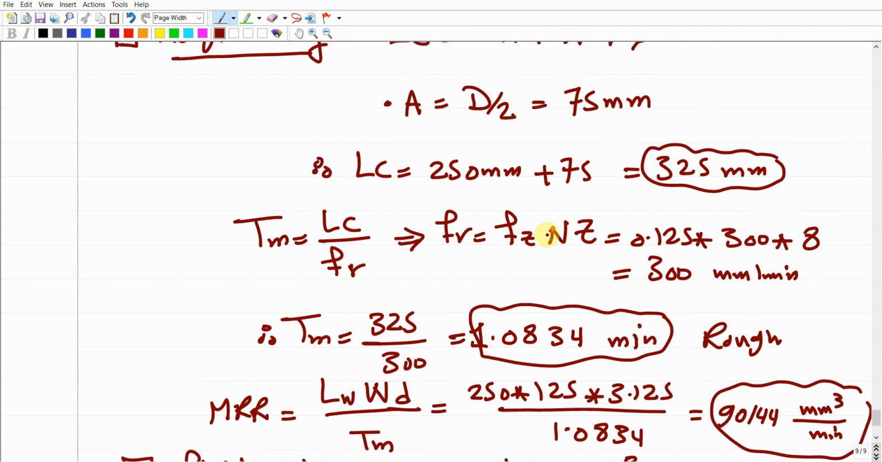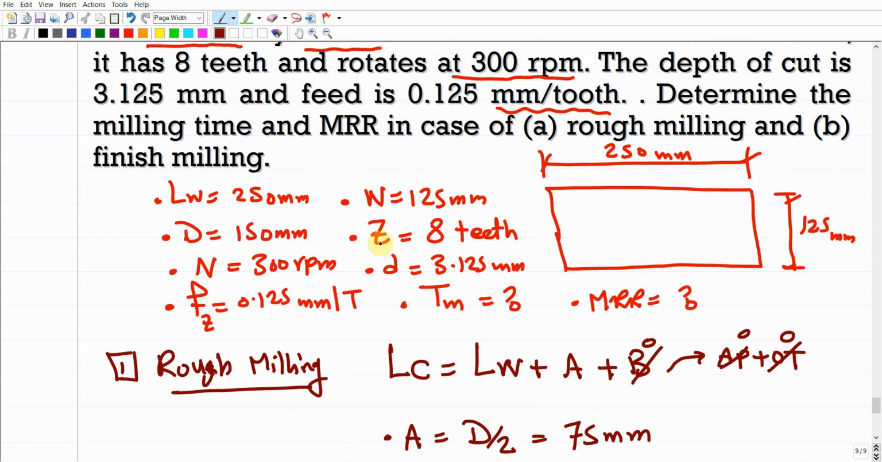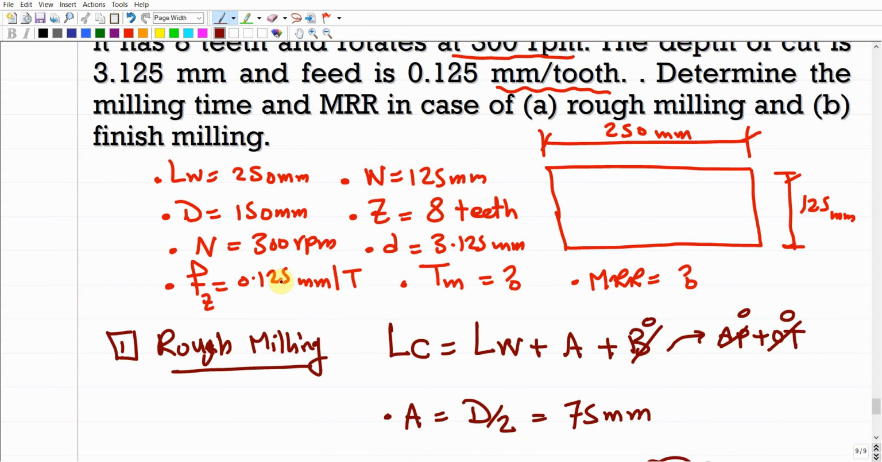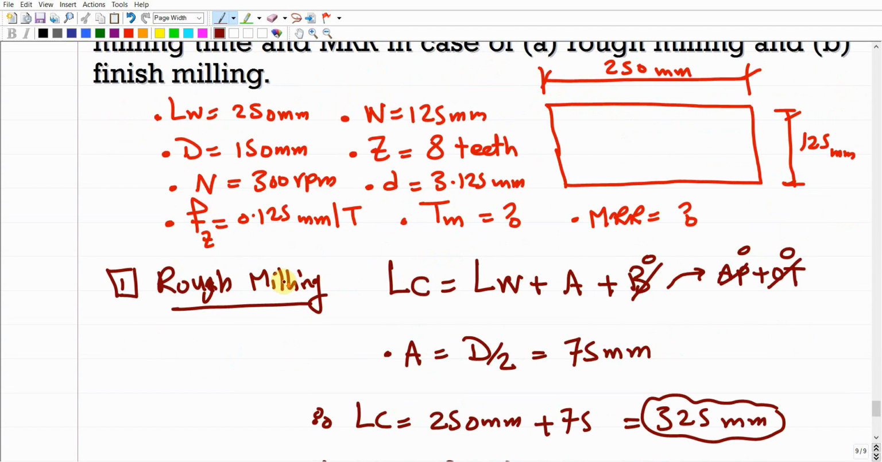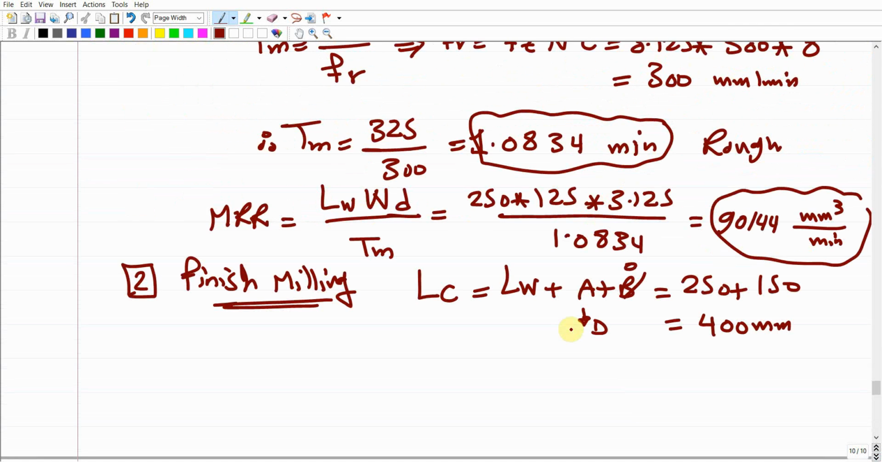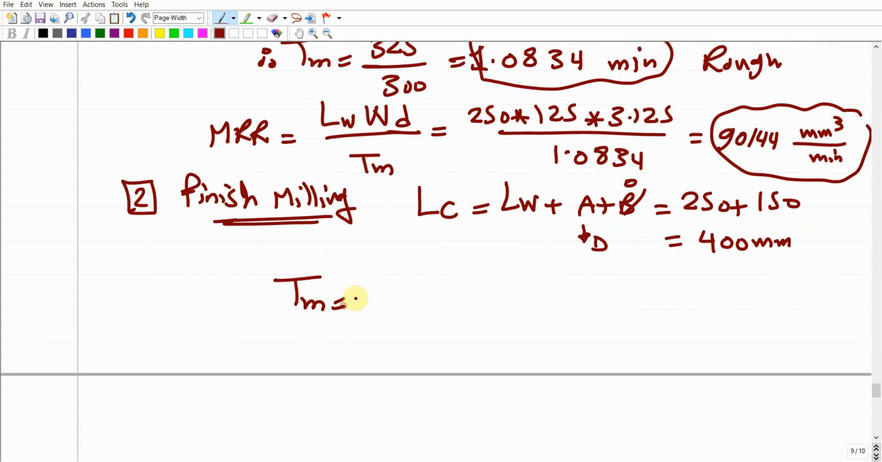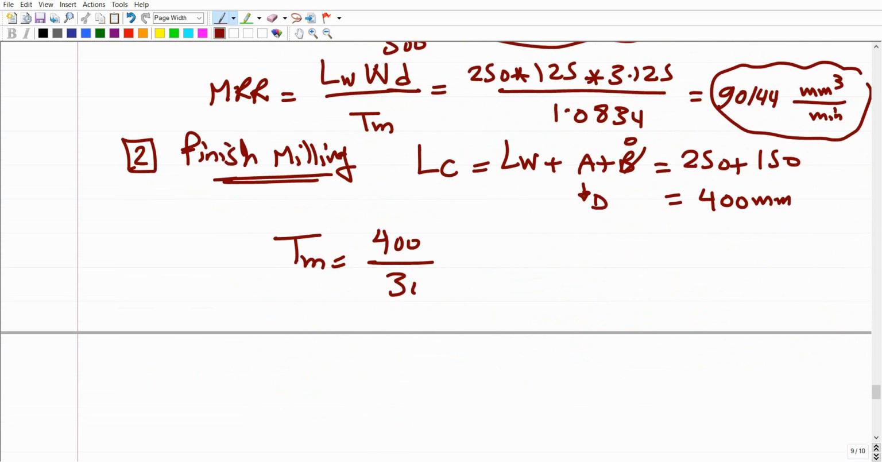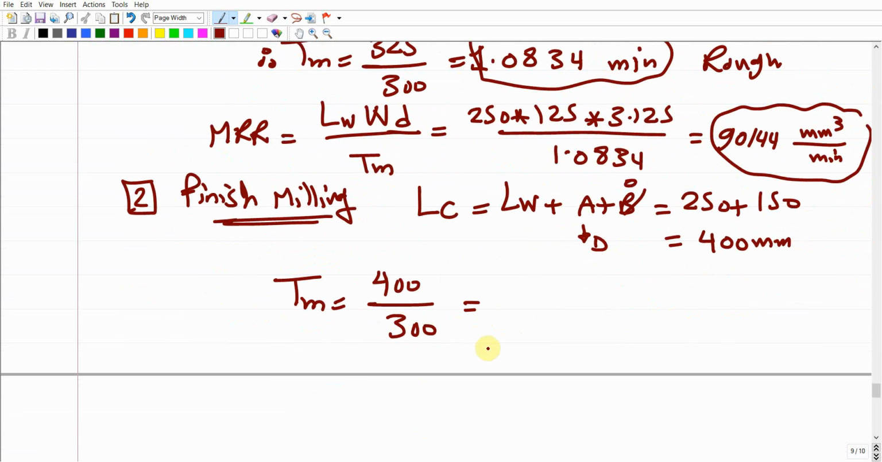But the feed rate will still be the same. It won't be different, because he didn't split it, he's still using the same machining conditions for both of them. But if the feed would be different between finish milling and rough milling, definitely you would calculate the feed rate again for the machining time. So the machining time will be the LC, which is 400, over the same denominator that we used here, which was the 300, because we're still using the same parameters. So we're going to end up with 4 over 3, which is going to be 1.34 minute. This is going to be the machining time.